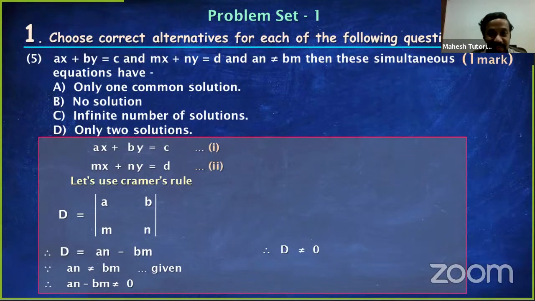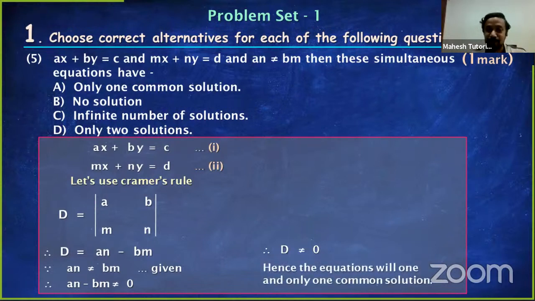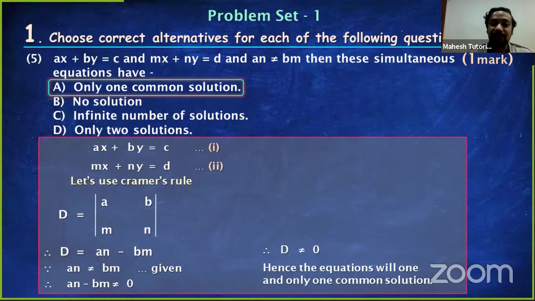Now tell me, if D is not equal to 0, for this condition, will we have unique solution, no solution, or infinite solution? Very good, we'll have unique solution. But students, if you look at the options, do we have unique solution there? No. We have only one common solution. Unique solution means the same thing, one answer. That is only one common solution. So here, students, can you tell me which would be the correct option? Absolutely correct. A would be the correct option. That is only one common solution.